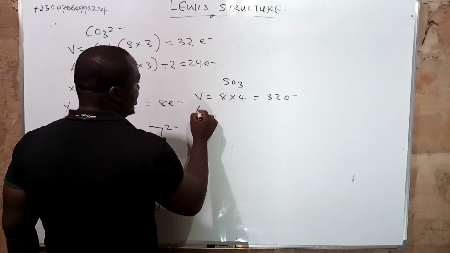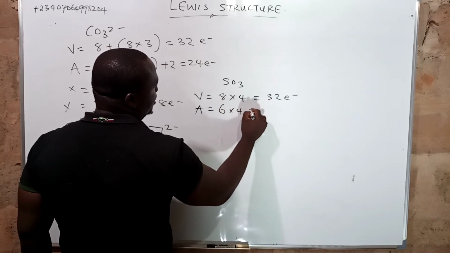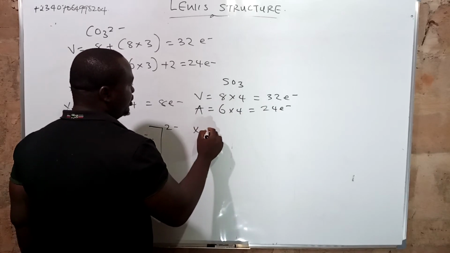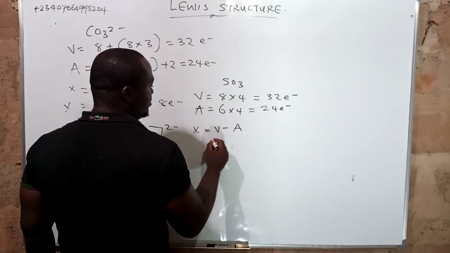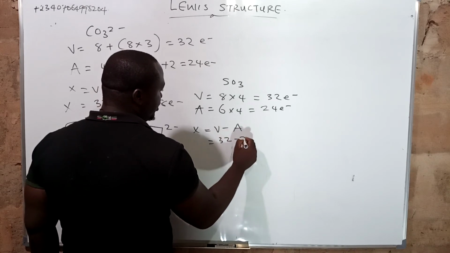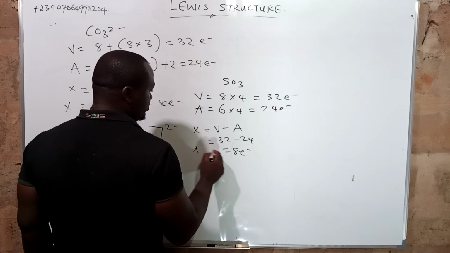And then you have your A. This is 6 times 4. That should also give you 24 electrons. I did it straight. So your S is V minus A. You will still get the same 8 electrons, 32 minus 24. And that will give you 8 electrons, right?